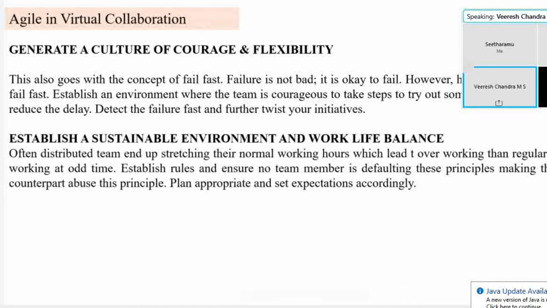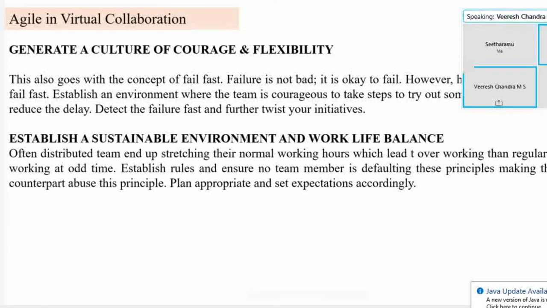Establish a sustainable environment and workplace balance. So what has become now? As we all know, people are working from home, right? They will be having team meetings at around 10:30, 11, 11:30 p.m. Usually when they used to go to the IT industries directly, they had a 9-to-5 job. Even the meetings were arranged within that time frame only. But now, even at 11:30 or 12, because I have seen, I'm telling you.